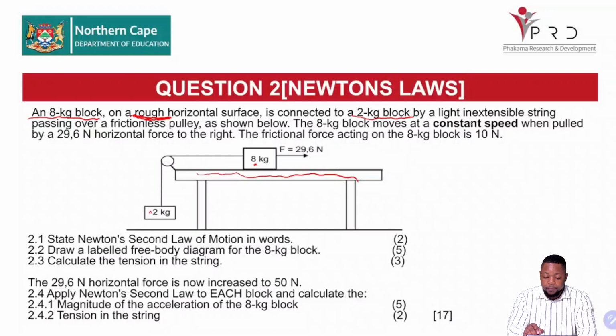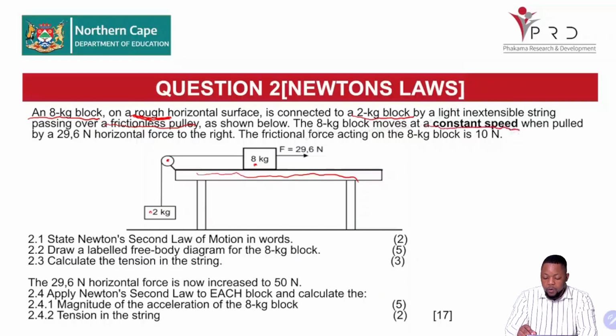By a light, inextensible string passing over a frictionless pulley. This is the pulley that we are talking about. There is no friction on the pulley, as we are told, frictionless pulley, as shown below. The 8 kg block moves at a constant speed.